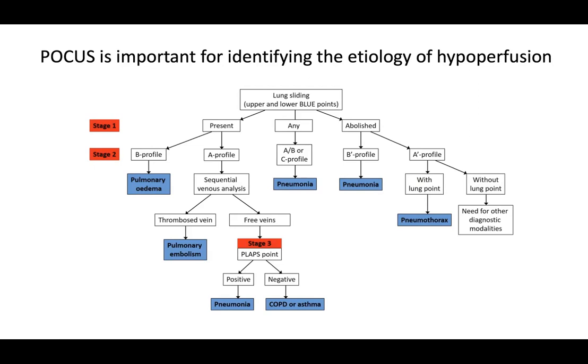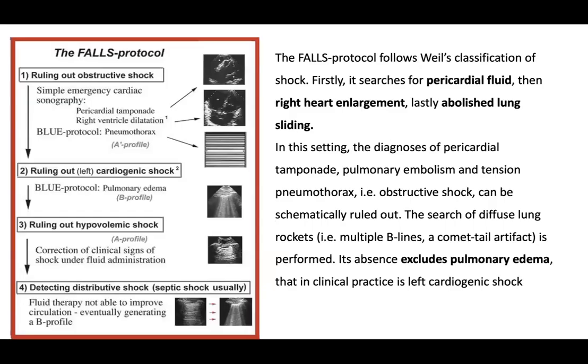Likewise, in case of A profile, we have to look for sequential venous analysis. In presence of a thrombosed vein, it is PE most commonly. If there are free veins, we have to go for the PLAPS point. If it is positive, then it's pneumonia. If negative, then it can be because of COPD or asthma. So this follows the routine algorithmic processes of POCUS, but this is very important to assess once we are sure about the hypoperfusion. So this is the schematic of bedside lung ultrasound. We all know that.